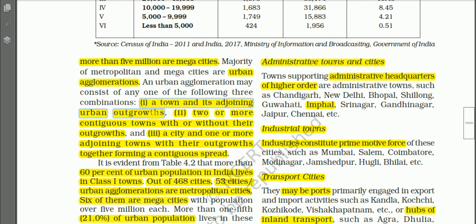So the first one is a town and its adjoining urban outgrowths. So to call an urban center a UA, urban agglomeration, what are the necessary conditions? What are the necessary combinations? So the first combination is a town and its adjoining urban outgrowths.